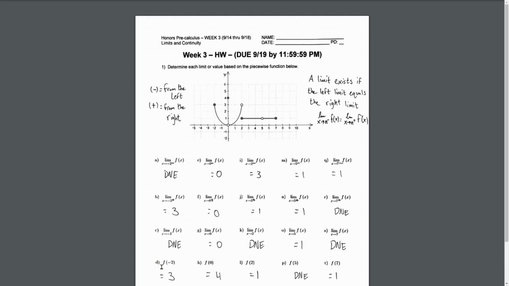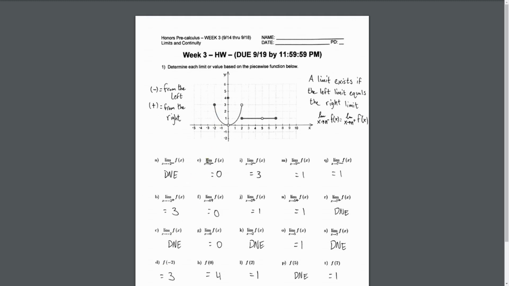So the last thing we have to do is evaluate this function at -2. Well, you can see that there's a solid point here at y equals 3, so f of -2 would be 3. The next x value we're looking at is 0.